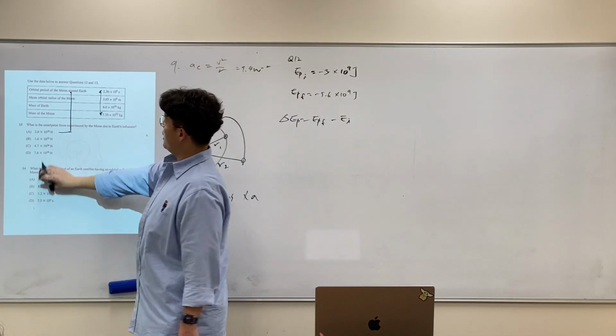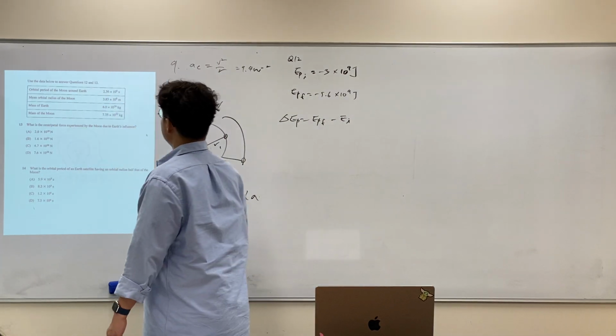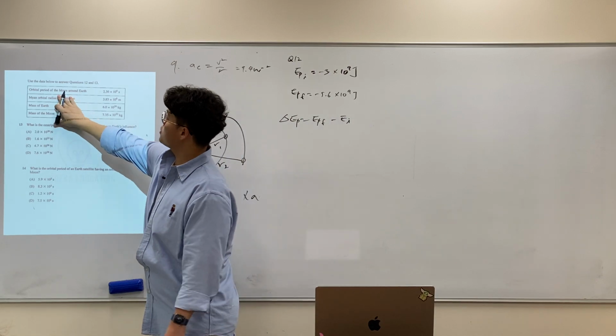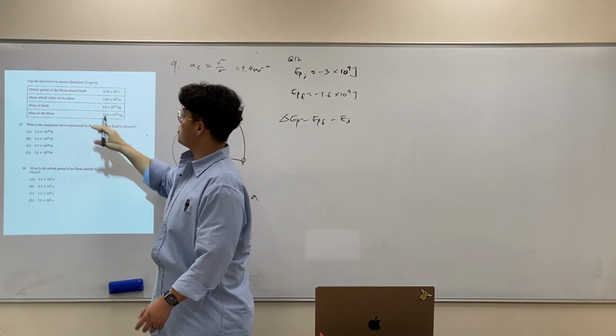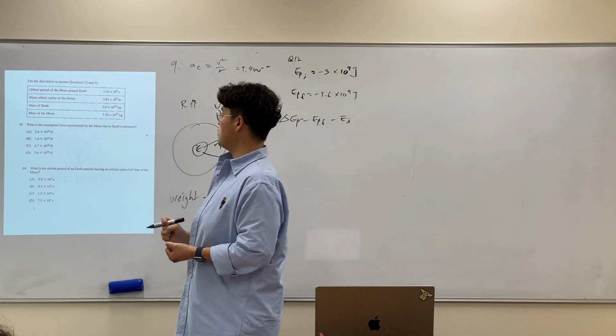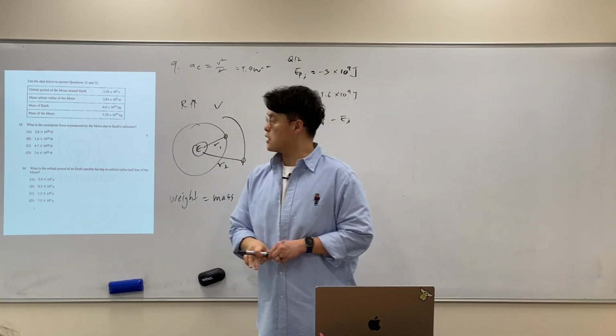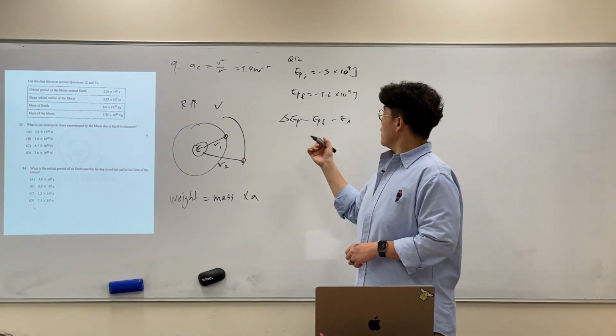Let's do question 13. We are given some data for the orbital period of the Moon around the Earth, the mean orbital radius of the Moon, and the mass of the Earth. Now, what is the centripetal force experienced by the Moon due to the Earth's influence? All right, how do we calculate that?